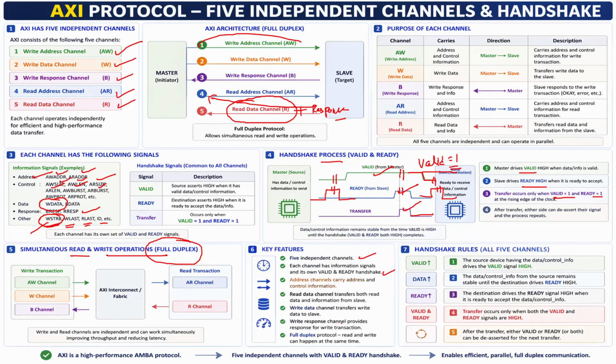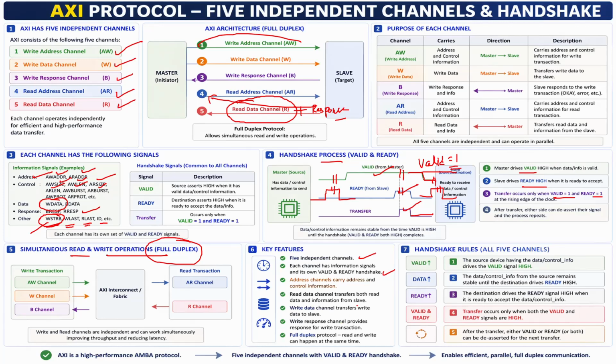Now we are having three phases, right? Address phase, data phase, and response phase. In the address phase, the master keeps the address. Then in the data phase, the master is writing data to the slave, or reading data from the slave. And then in the response phase, the slave responds to the master, saying whether you are sending correct or valid data.